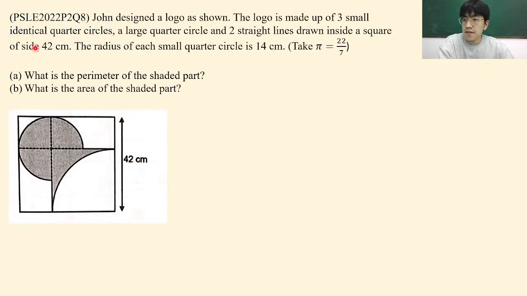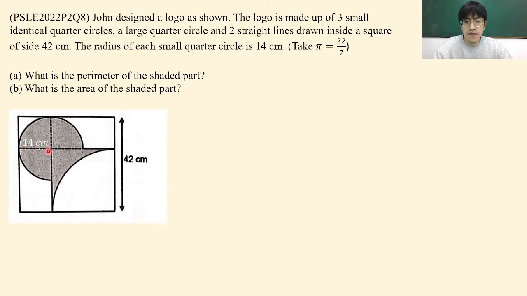We have this question from PSLE 2022, paper 2, question 8. Joan is designing a logo as shown below. The logo is made up of 3 small identical quarter circles, so here are the 3 quarter circles, and a large quarter circle, which is this one over here, with 2 straight lines, joined inside a square of side 42 centimeters. That's good news. We always like to solve squares because we know all 4 sides are the same.